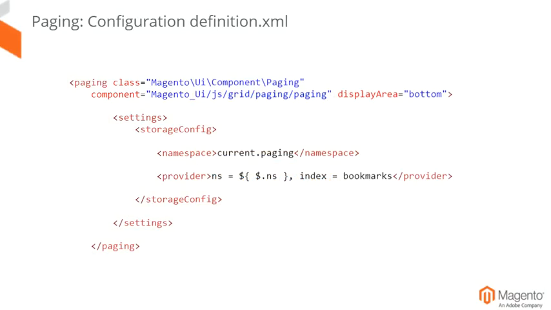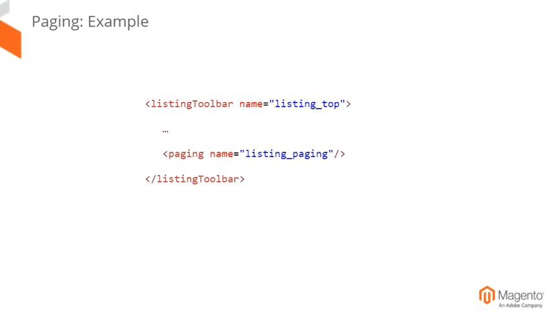The code example shows paging configuration in the file, definition.xml. As you can see, it is quite simple. Note that the JavaScript paging module is paging.js, located under the Magento UI module. On the slide, we have an example of paging configuration for the product grid.